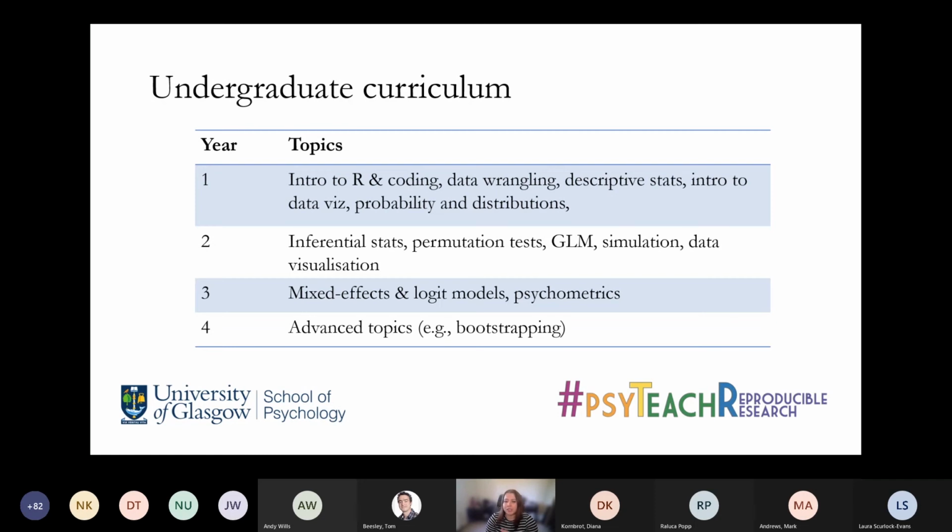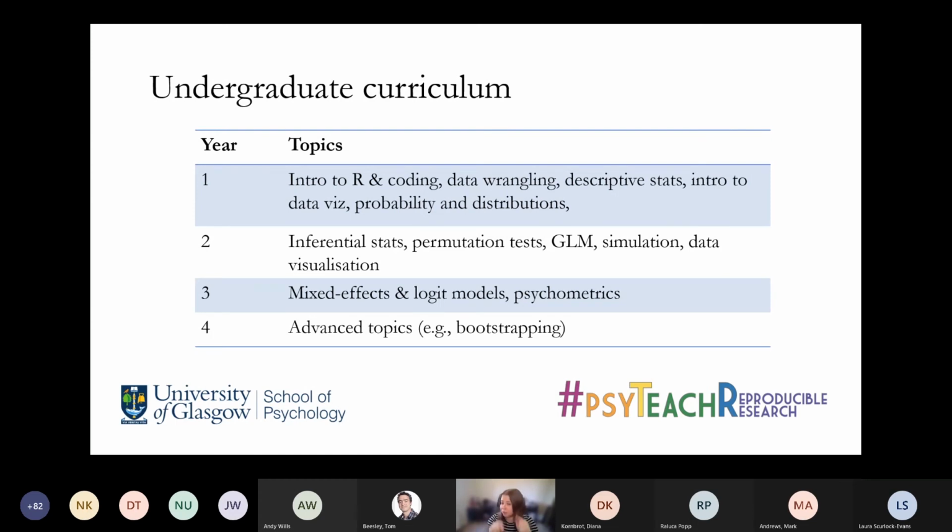And I used to accept this argument, but I've become slightly more belligerent in my old age. And I now have 3 responses to the suggestion that you can't teach R because we don't have the time in a BPS accredited curriculum. First, our stats curriculum at Glasgow goes beyond what a lot of curriculums that are using SPSS cover.